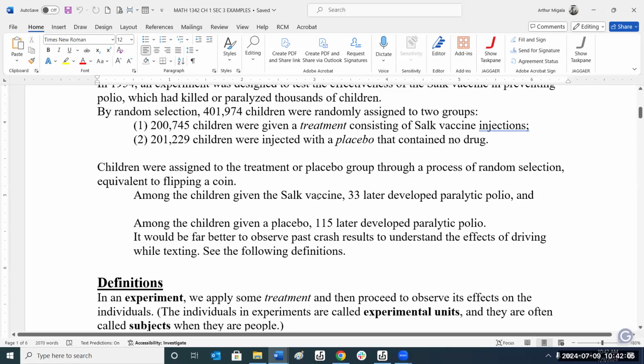Among the children given the Salk vaccine, 33 later developed paralytic polio. These are the ones given the vaccine. And among the children given a placebo, 115 developed paralytic polio.